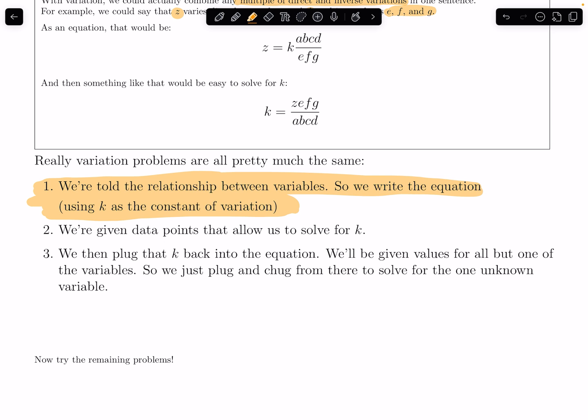Okay, number 2, we're given data points that allow us to solve for k. That just means you're going to be given the different variables here, which will allow you to figure out what k is, right? You'll be given different numbers to plug in. And once you figure out k, we're going to plug that k back in, rewrite the equation, and then use that equation to figure out whatever is the one unknown variable.